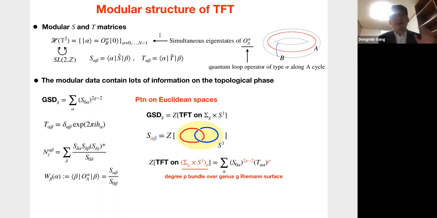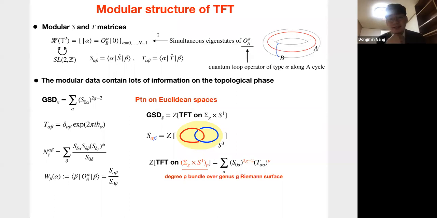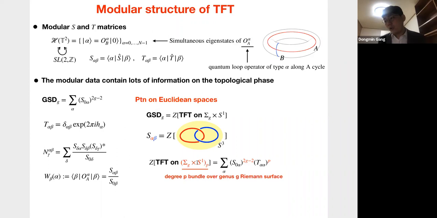There are several basic observable data to define the topological field theory, and one basic data is the S and T matrices. Using the S and T matrices, the modular data, we can only compute the partition function on this type of three-manifold. If you want to compute the partition function on an arbitrary three-manifold, then we need additional data. This additional data is mathematically described by the so-called modular tensor category.